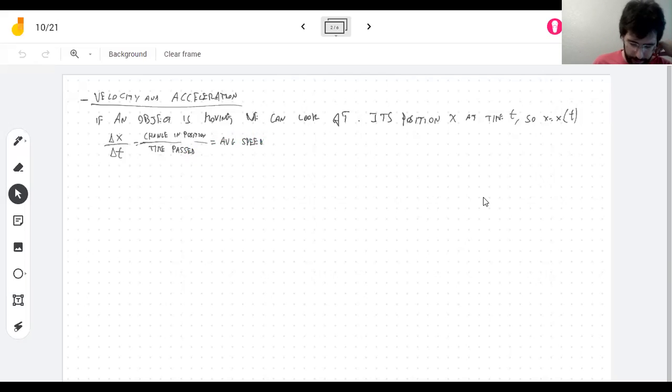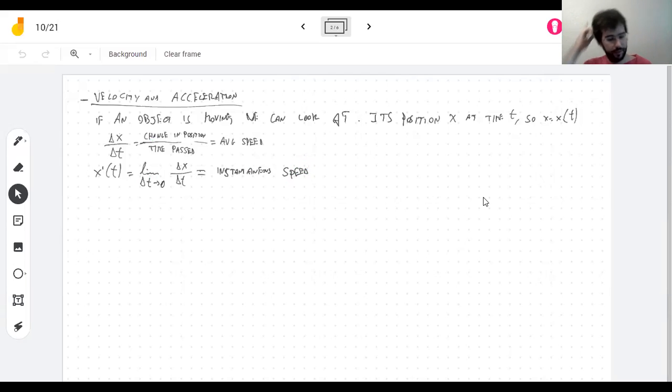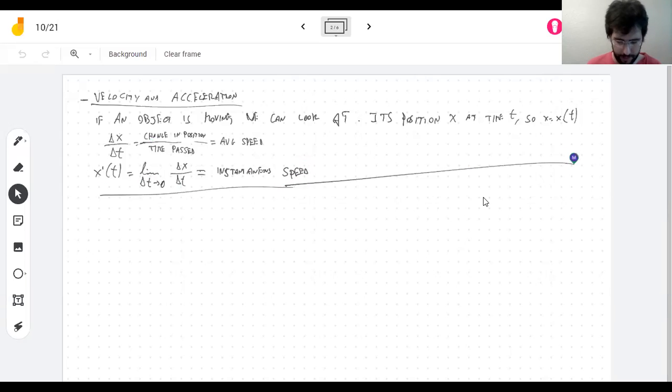So what happens when you take the derivative? When you look at your average speed over an interval that gets smaller and smaller, and then you take the limit as the interval's length approaches zero, you get the instantaneous speed. And that's a derivative, and it measures something we care about greatly. So let's call this V of t.